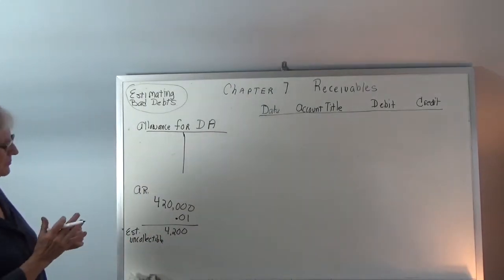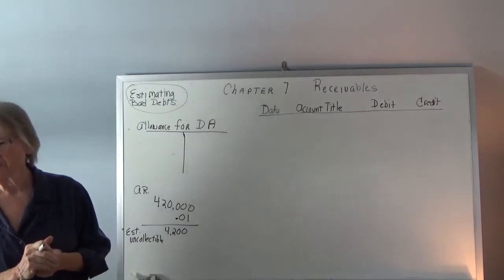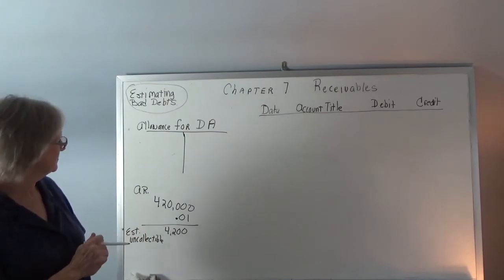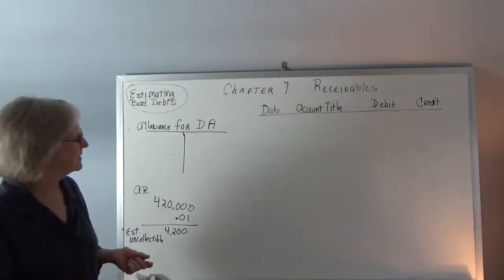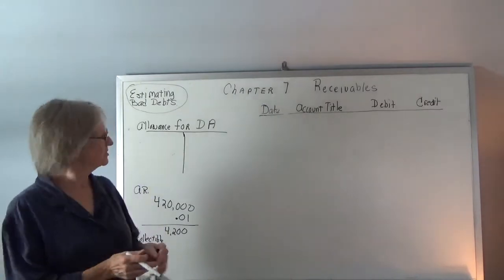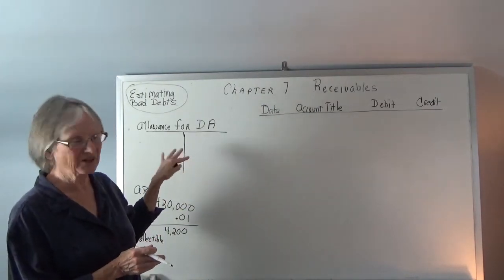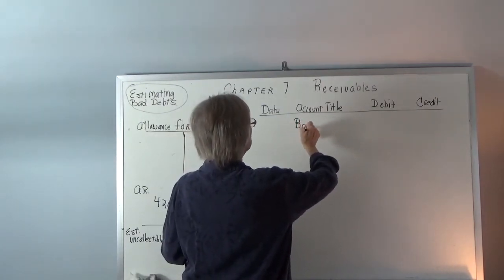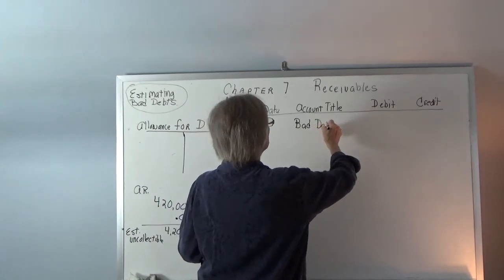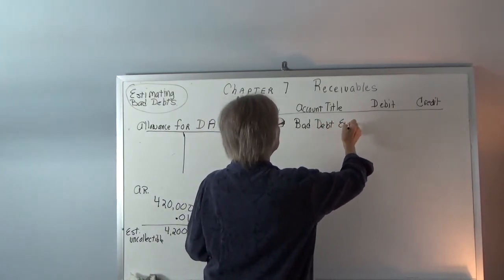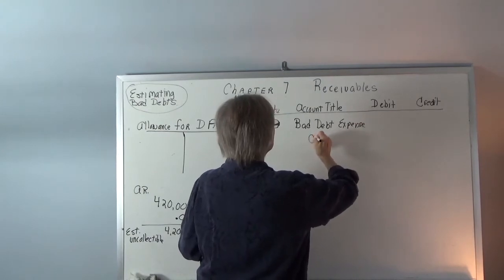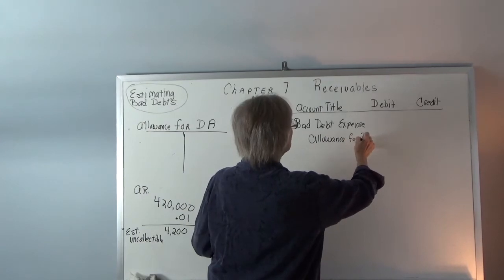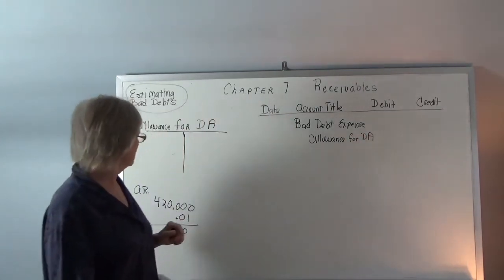Now, with the percentage of receivables method, it's really a two-step process to figure out the journal entry. How much our bad debt expense is going to be depends on the current balance in the allowance account. As you remember from doing the allowance method, we need to have a journal entry, bad debt expense. This is to set up the allowance account, allowance for doubtful accounts.